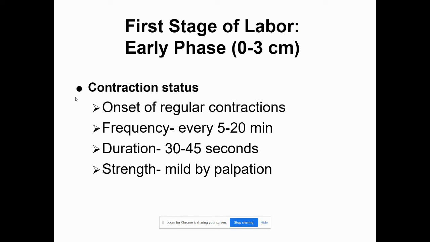So going back to the stages of labor, remember that the first stage of labor was broken up into 3 phases: the early phase, sometimes called latent, the active, and the transition phase. Looking at the early phase, that was the point at which the cervix goes from 0 to 3 centimeters. The contractions start to become more irregular. The frequency is every 5 to 20 minutes, so mom can rest. They don't last very long, 30 to 45 seconds. And when the nurse palpates the strength of contraction, he or she would describe it as mild.